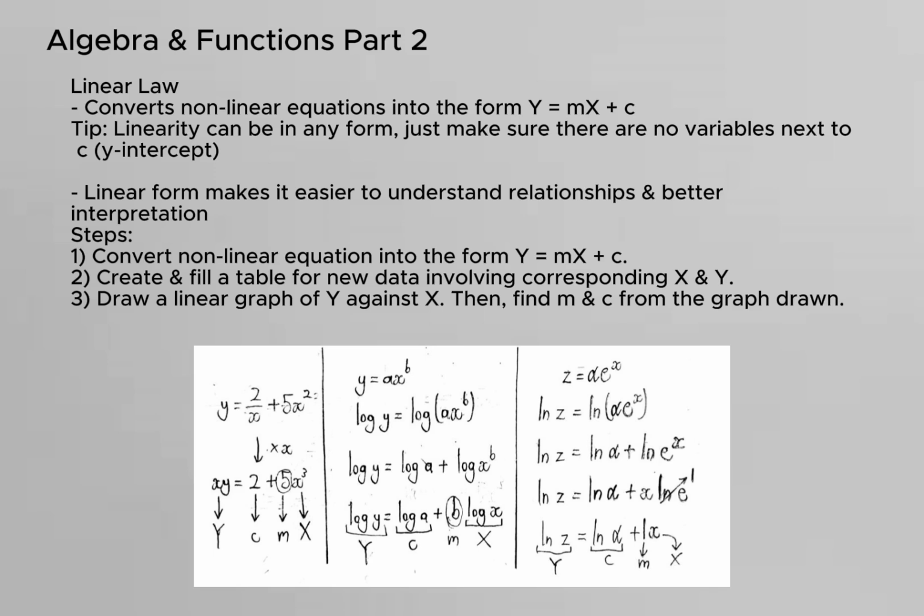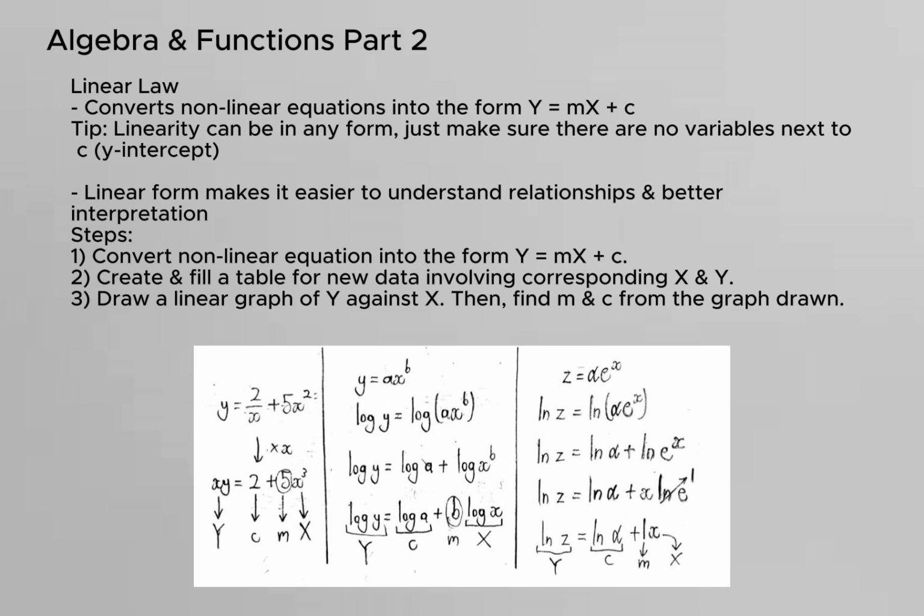So what it does is it converts non-linear equations into the form of y equals mx plus c. And linearity can be in any form, just make sure that there are no variables next to the c, which is the y-intercept. If you look at the form at the top, y equals mx plus c, the m and c are constants, the y and x are variables. And why we do this is because linear form makes it easier to understand relationships, and the interpretation is better.